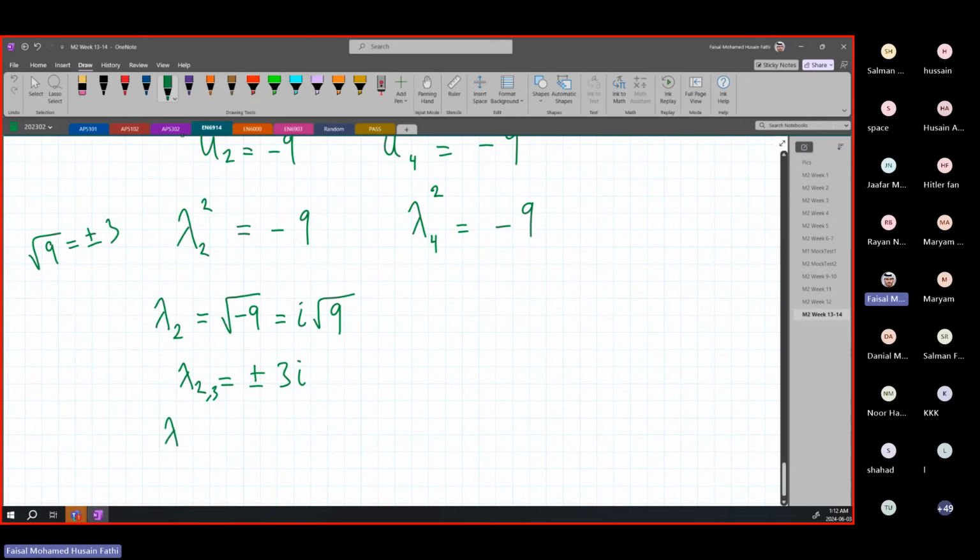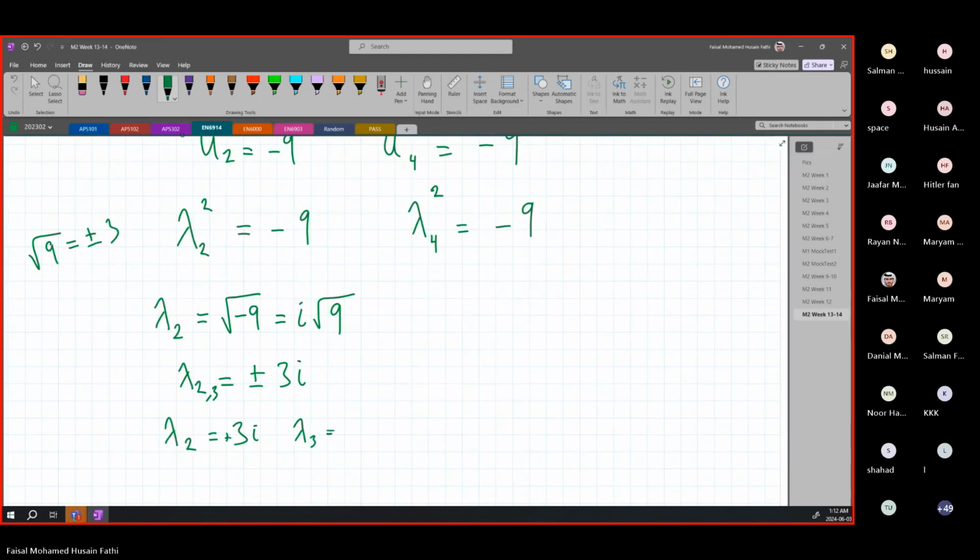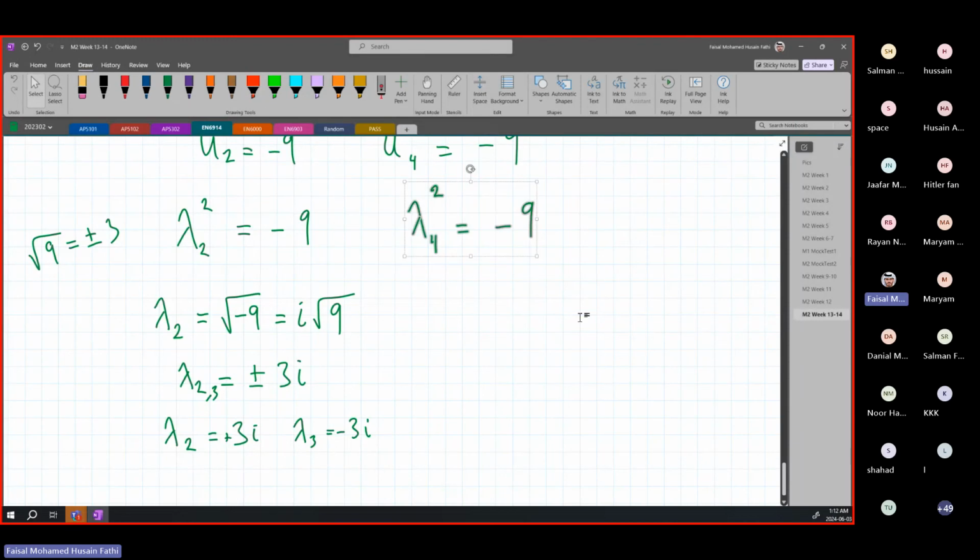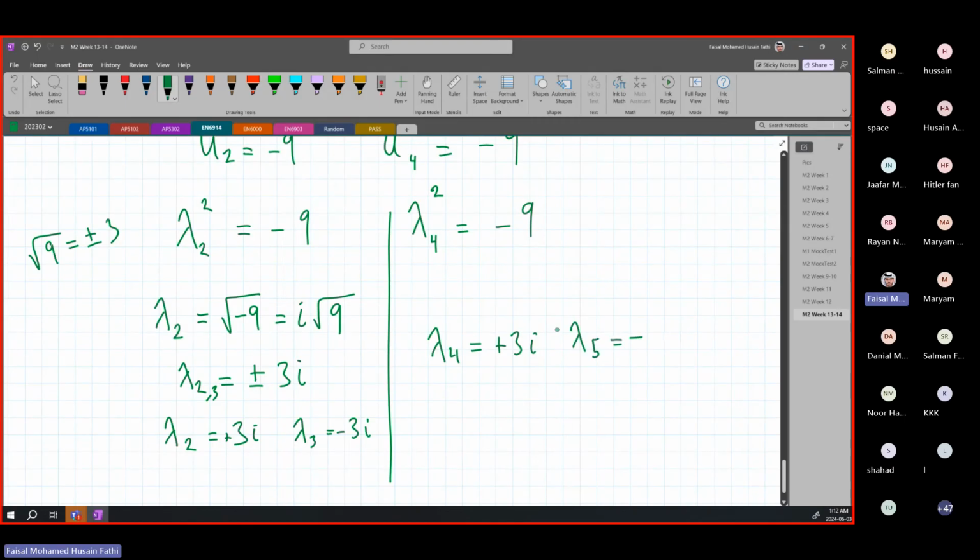Or in other words, you can say lambda 2 is equal to 3i and lambda 3 is equal to minus 3i. The same exact thing will happen again for lambda squared 4. The exact same method. We are going to get lambda 4 is equal to plus 3i and lambda 5 is equal to minus 3i, because it was already a repeated root and now it has become a complex repeated root. So now we have a complex repeated root.